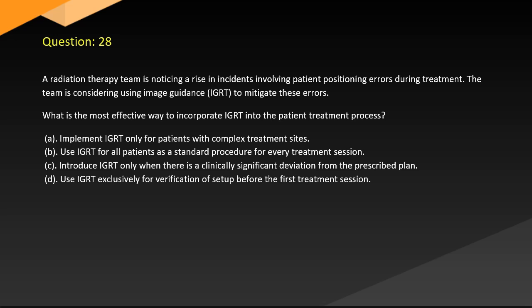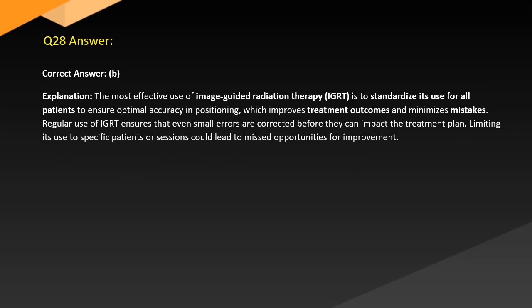C. Introduce IGRT only when there is a clinically significant deviation from the prescribed plan. D. Use IGRT exclusively for verification of setup before the first treatment session. Answer. Correct answer: B. Explanation. The most effective use of image-guided radiation therapy is to standardize its use for all patients to ensure optimal accuracy in positioning, which improves treatment outcomes and minimizes mistakes. Regular use ensures that even small errors are corrected before they can impact the treatment plan. Limiting its use to specific patients or sessions could lead to missed opportunities for improvement.